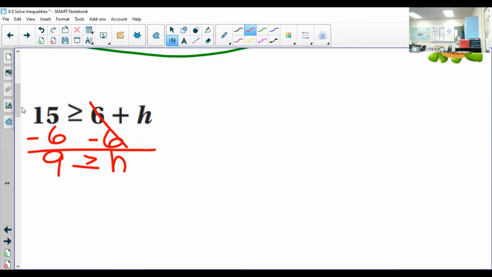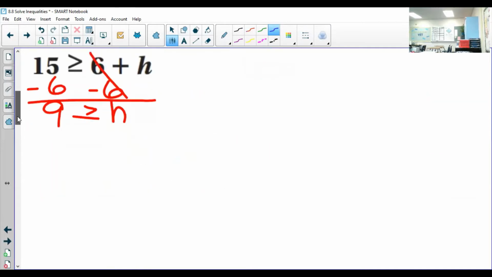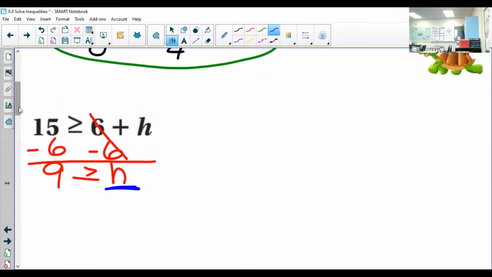Now, this here is just a little bit different than what we were doing before. And here's what I mean. X is on the left, right? That's what we're familiar with. See how our variable is on the right-hand side? We can't graph the variable on the right-hand side. So if the variable h is over here on the right, I actually have to flip it around, and I'm going to do h, flip the sign, is less than or equal to 9. Now that is something that I can graph.